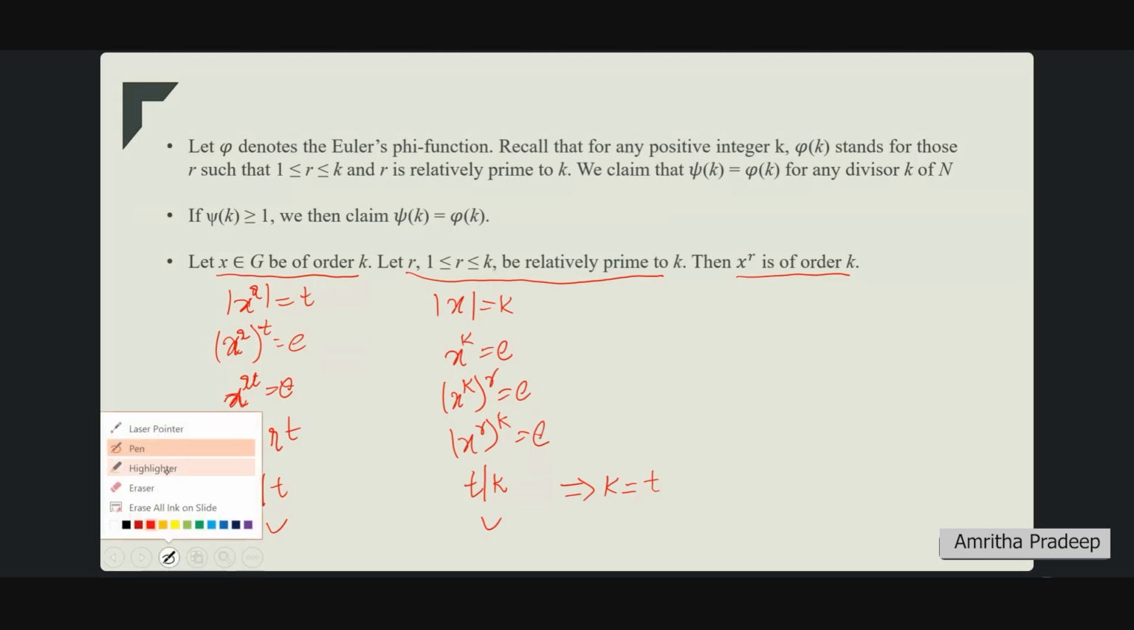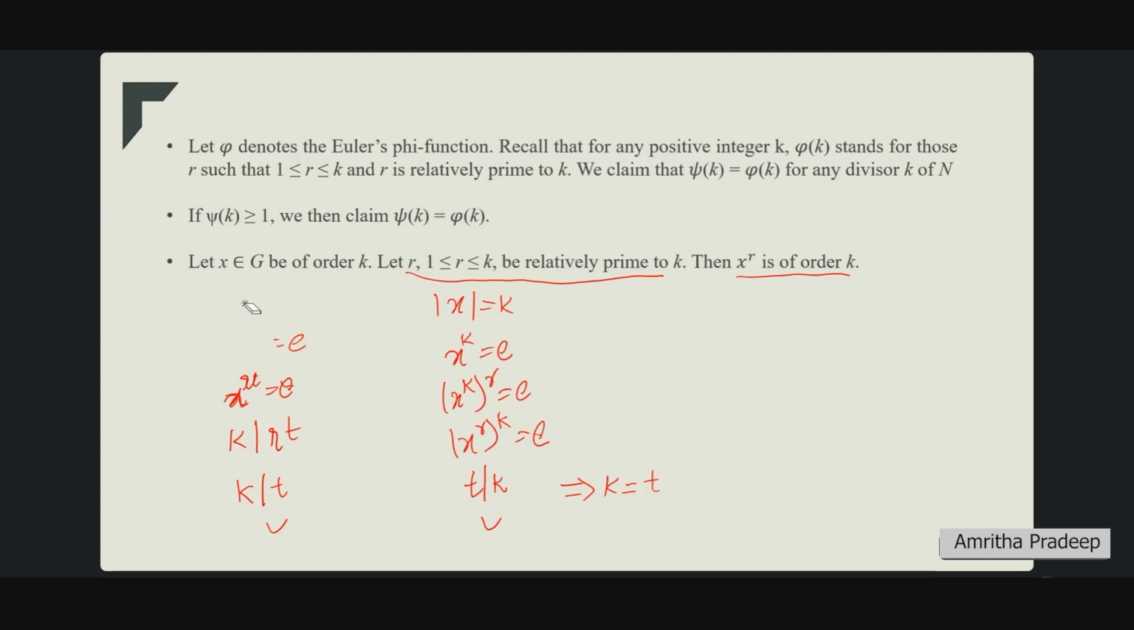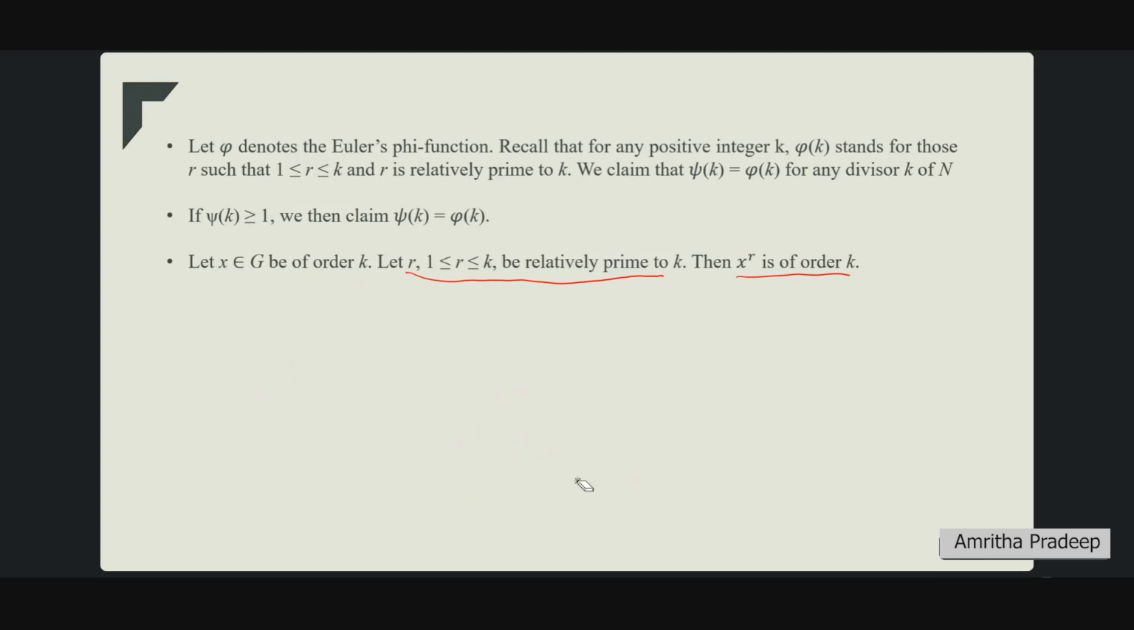I hope this is clear to everyone. We can take a few seconds to understand. It's a very small proof. So from this, what we have done is, we have taken an element r which is counted in phi of k. Phi of k is basically the set of all elements which are less than k and are relatively prime to k. So we have taken an element r counted in phi of k, and we have shown that we can find x power r which is counted in psi of k, because we have defined psi of k to be the number of elements of order k. So from this we can say that phi of k is less than or equal to psi of k.